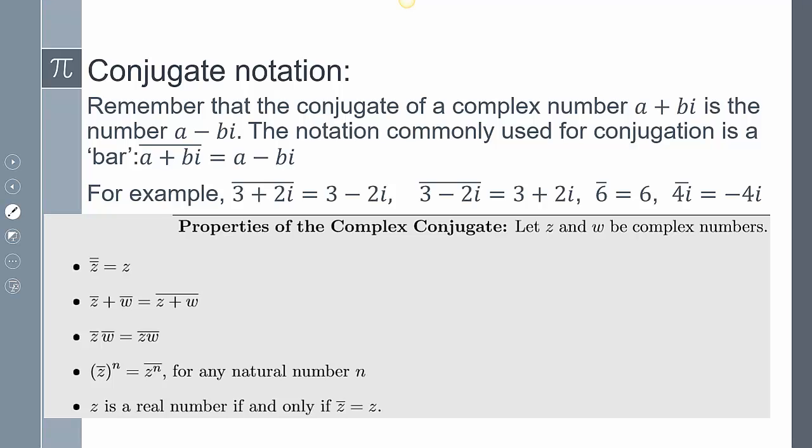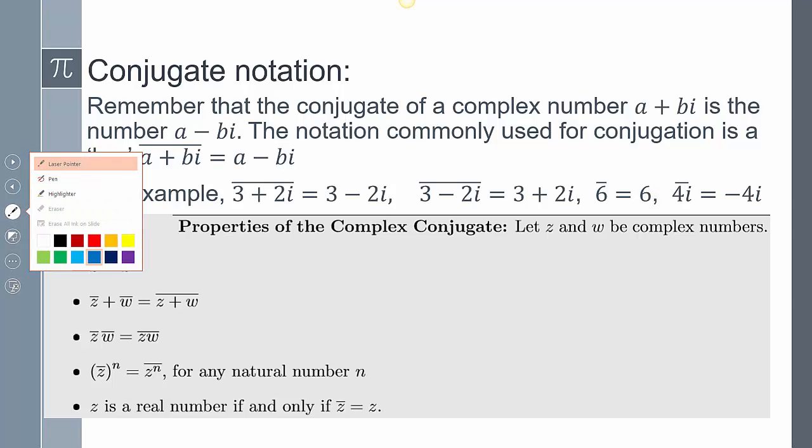Now looking at conjugate notation. Sometimes it's much easier for us to represent the conjugate by using conjugate notation, and the way that we represent that is through this bar. So if I have some a plus bi and I draw a bar over it, what that's saying is this is the conjugate of a plus bi. So for example, the conjugate of 3 plus 2i is 3 minus 2i. The conjugate of 3 minus 2i is 3 plus 2i. The conjugate of 6 is going to be 6.